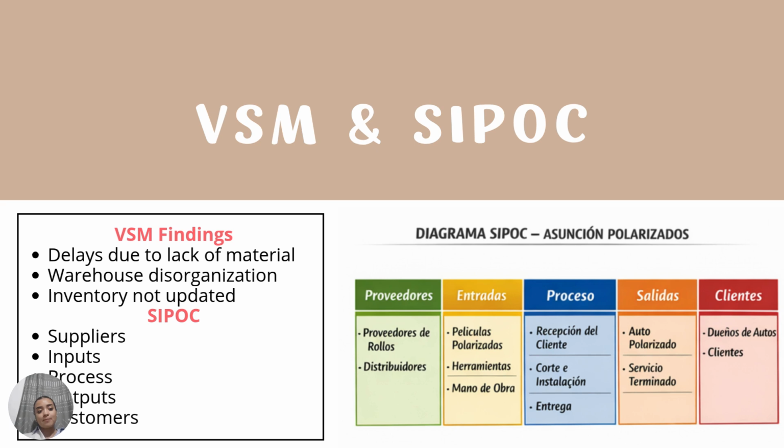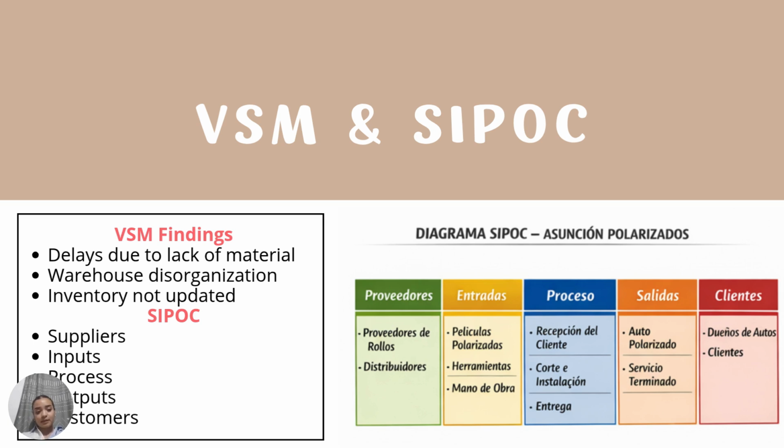This value stream map shows the current process flow in the company. The process starts when the customer arrives and ends when the service is delivered. Through this analysis, we identified important problems such as delays caused by lack of material, warehouse disorganization, and inventory not being updated. The VSM helped visualize activities that do not add value to the process and identify operational waste.